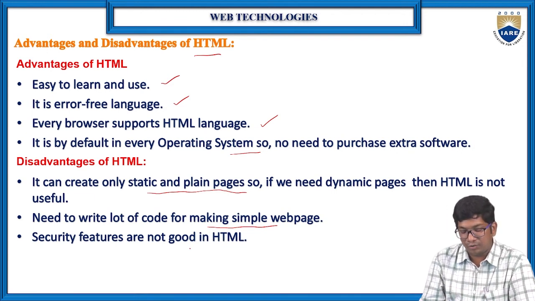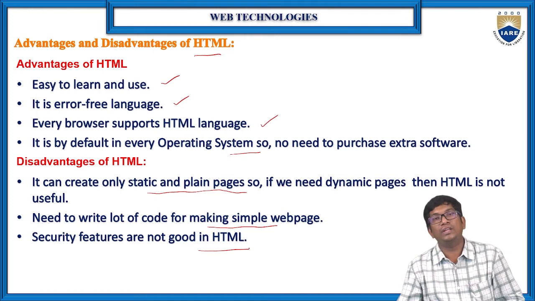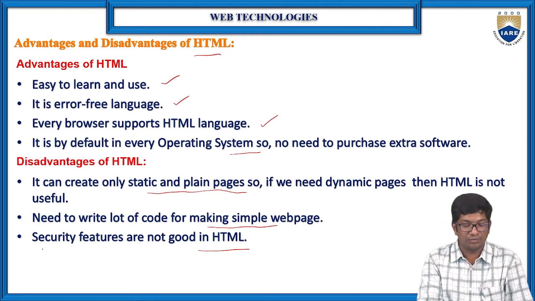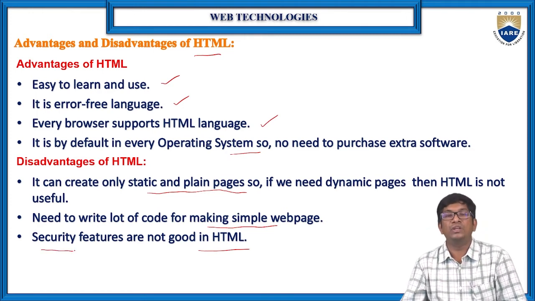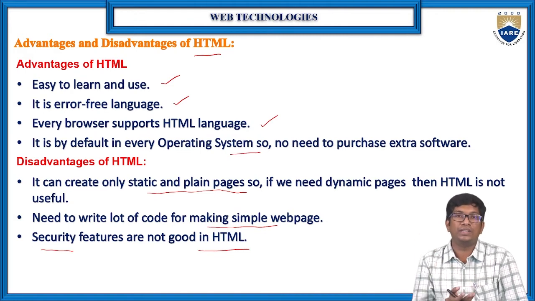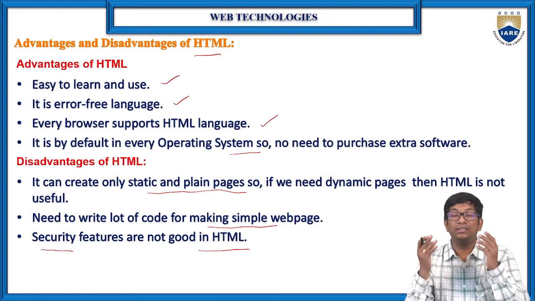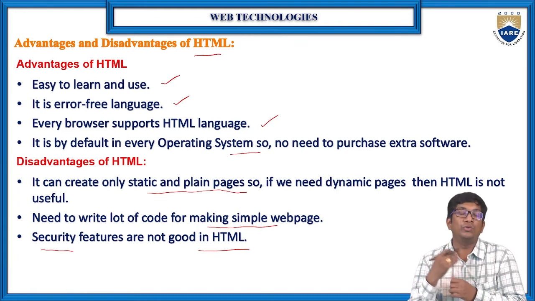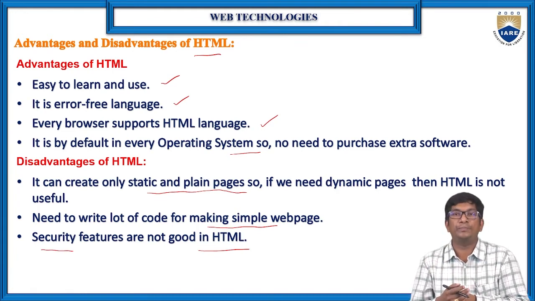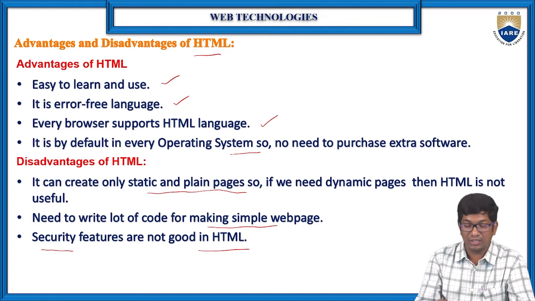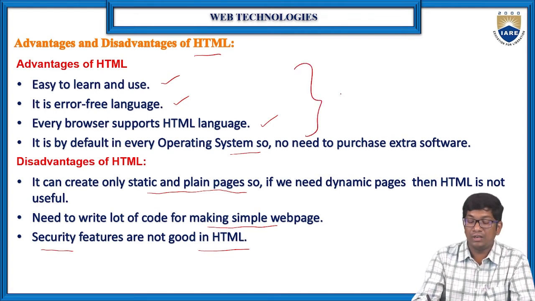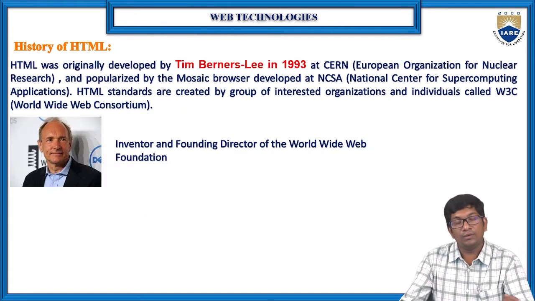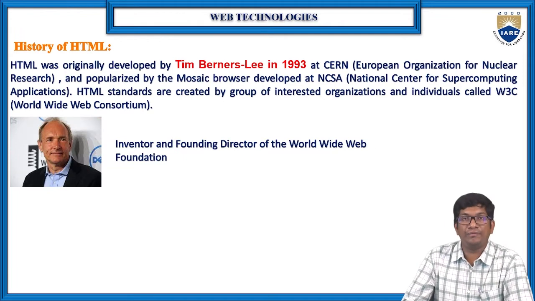Security features are not good in HTML. One of the disadvantages is the security feature. We can see the code, how the web page was written, though we can't see detailed information. So there is a small disadvantage, and we should focus mainly on the advantages. Now, the history of HTML.